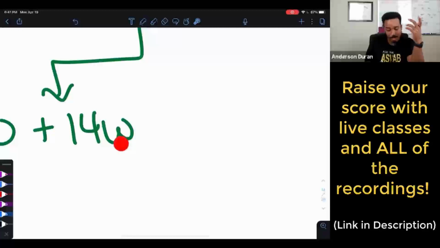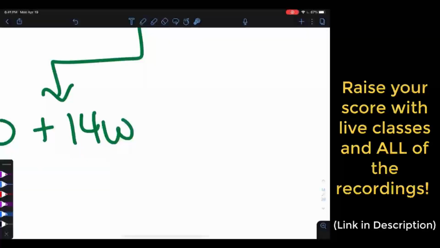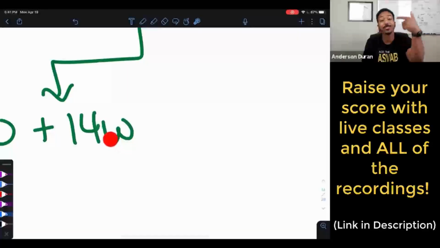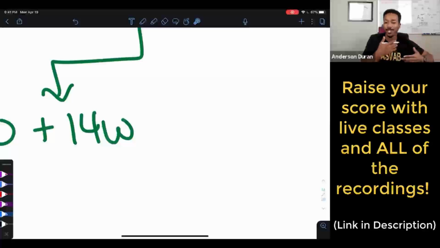We times it by the weeks, right? 14 times 1 week is 14. 14 times 2 weeks, 28. 14 times 3 weeks, you get 42. Then you get 56. Then you'll get 70. And you'll keep going and going. But all I was trying to demonstrate was that you're multiplying W with that rate. If it's 14 per week, it's 14 times the weeks. 14 times W. Yes or no, everybody?